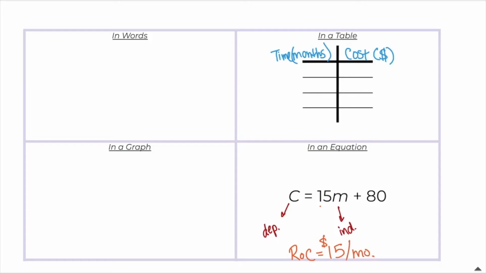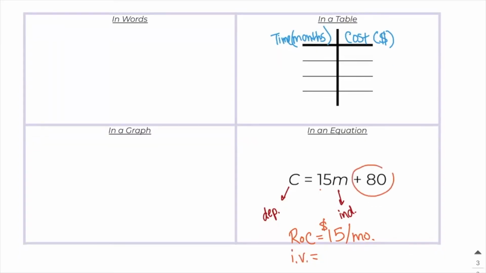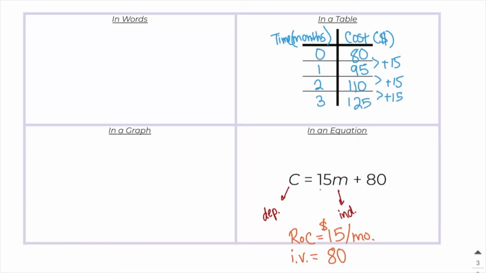All right. And then our initial value is going to be equal to whatever is added on here. So this is going to be $80. So this is our initial value. Here we know that for 0 months, we're going to be paying $80. And then this is saying it's going up by $15 for every month. So we know after 1 month, it's an additional $15, so it's $95. After 2 months, it's an additional $15. So add 15 right here, and we can see that we're going to get $110. After another month, it's going to be an additional $15 after that, so it'll be $125, so on and so forth.